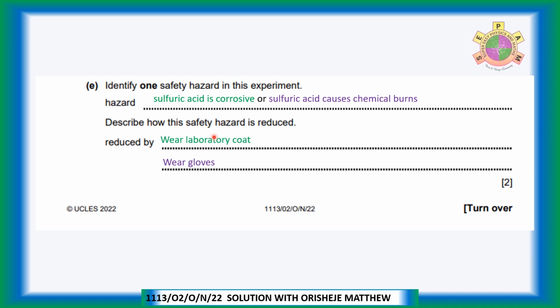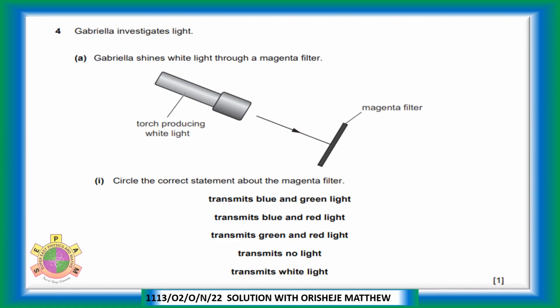It can be reduced by wearing laboratory coats so that the chemical, if it mistakenly spills, doesn't touch your body, and it will not spoil your uniform. So the laboratory coat will serve as a covering, a shield to your body. And then you also wear hand gloves. The hand glove is to protect your hand from making direct contact with the corrosive chemical that can burn.